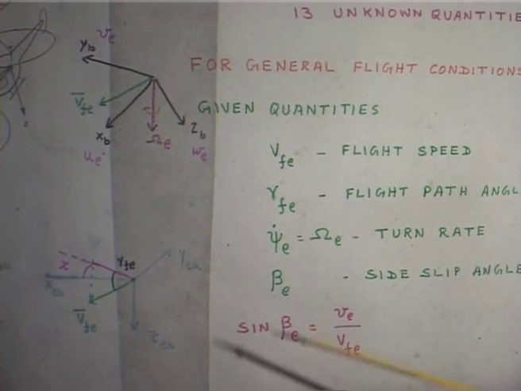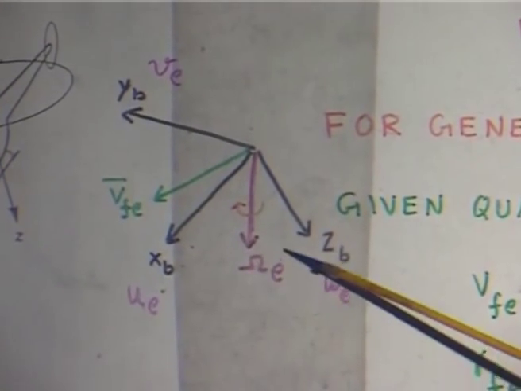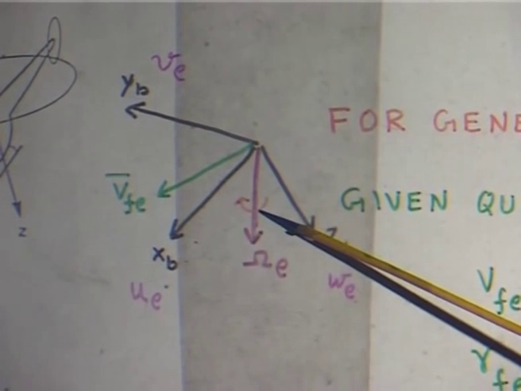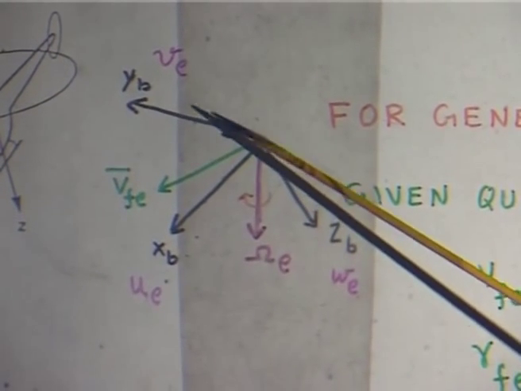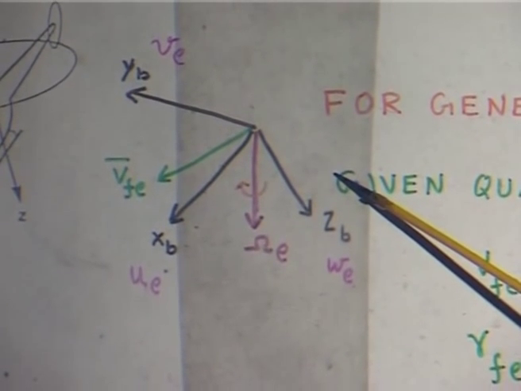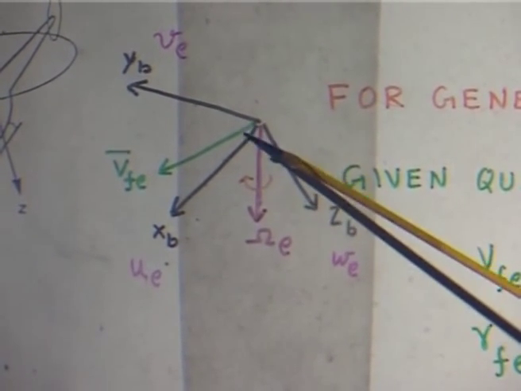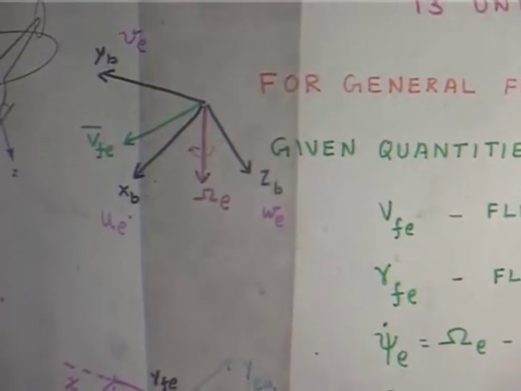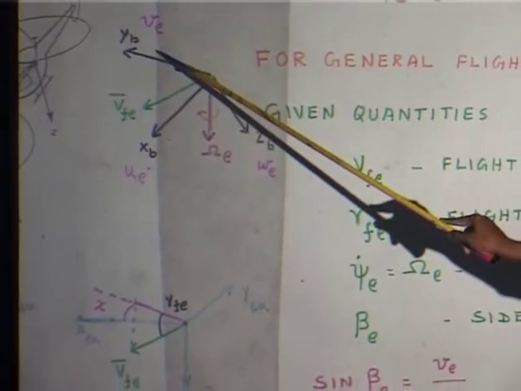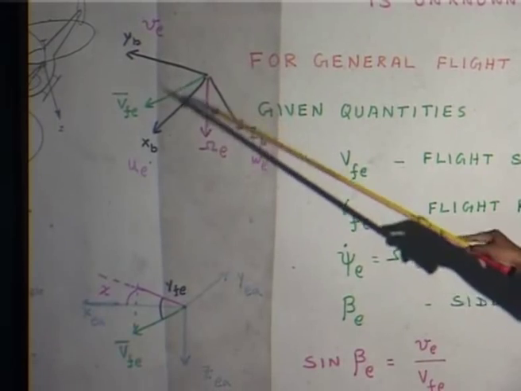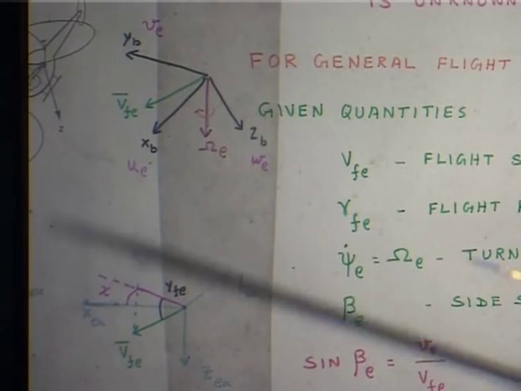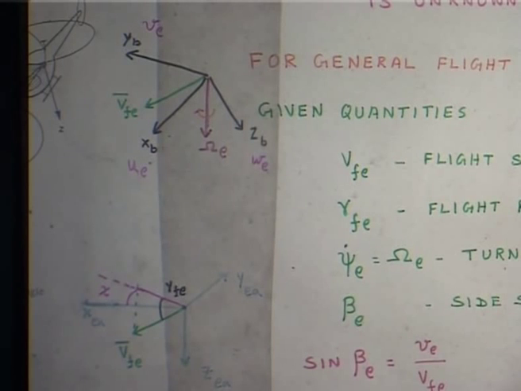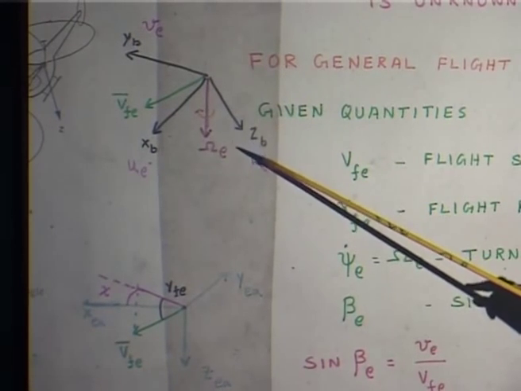What we need is, this is the Z earth axis. Body axis is xb, yb, zb. And the velocity vector of the body is V bar FE. The components of this are ue, ve, we, they are equilibrium quantities. Components of the velocity vector along the body fixed system, please understand, is u equilibrium, v equilibrium, w equilibrium.